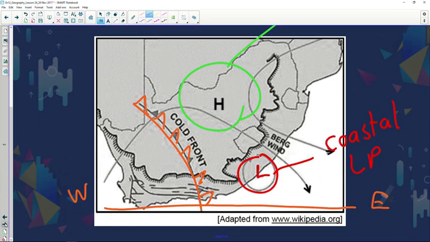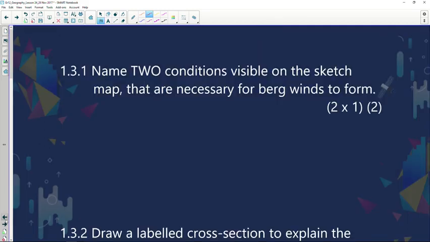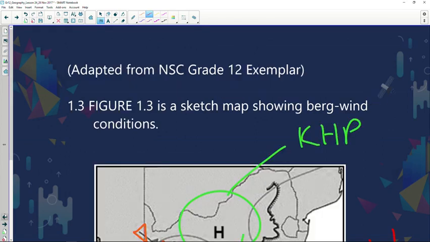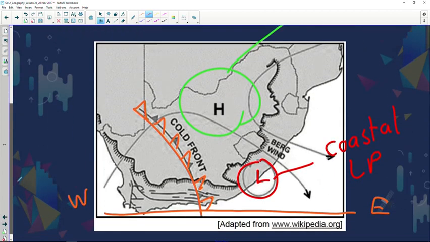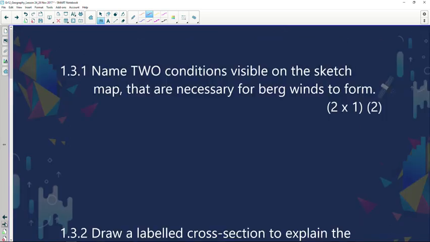Our first question states, name two conditions visible in the sketch map that are necessary for the bergwinds to form. Now first of all, I'm going to mention three. There's a very strong subsidence, there's a high pressure cell over the interior of South Africa, there's a cold front low pressure system approaching, and there's a coastal low pressure if you look at the sketch over there at the coastline. So let's go and write it down. I'm going to write three down because we can identify each and every single one of them.